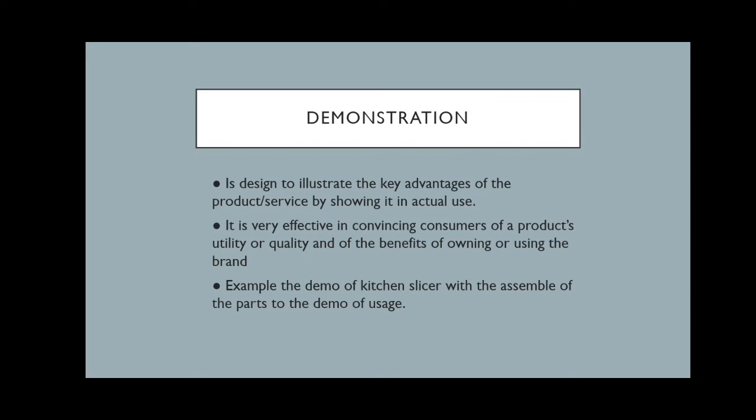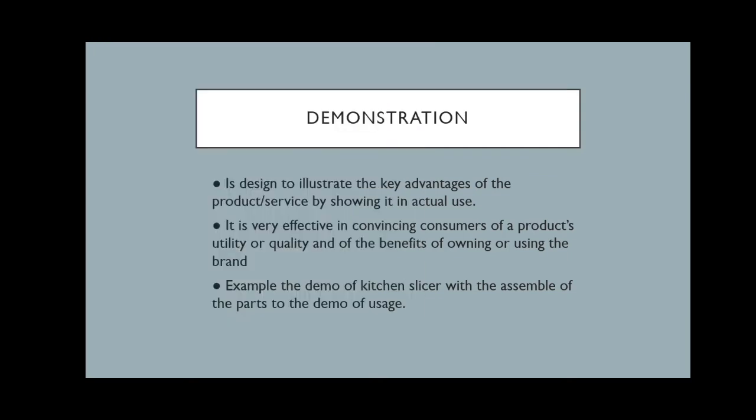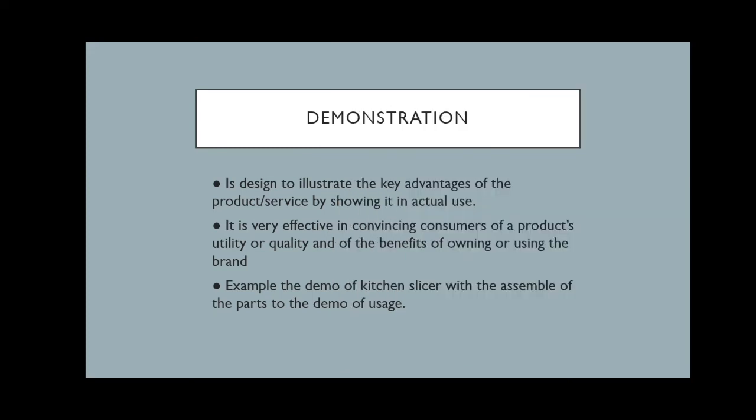of wanting. For example, the demo of a kitchen slicer, from the assembly of the parts to the demo of usage, where if you don't have this kitchen slicer, you don't have the demonstrator's appeal of a clean cut of the vegetables and a cut of shapes like circles or stars that will make the customer try it out for themselves.